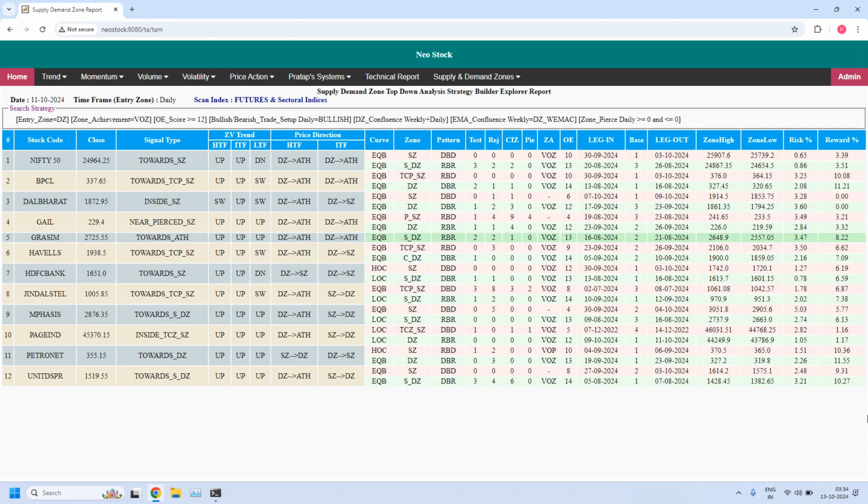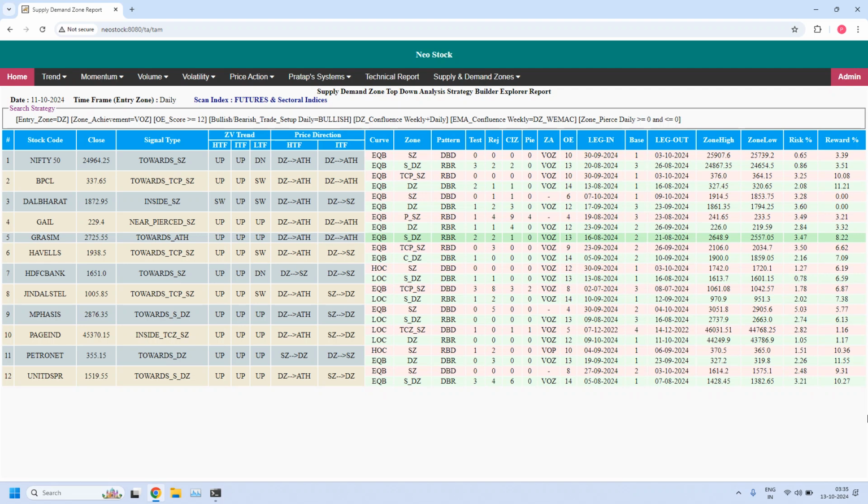So from 23, the list came down to 17. From 17, now the list has come down to 12. All 12 stocks are supporting the bullish trade setup for the monthly income trade, and also the daily entry time frame zones are part of the weekly zones, and the weekly trend is up, and now the weekly EMA also has confluence with the weekly zones. Of course, the daily zones also have confluence. That way we have to understand, because the daily zone is part of the weekly zone. It's a high probability setup.